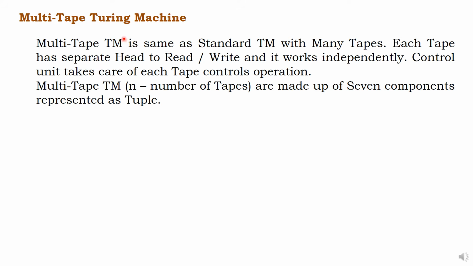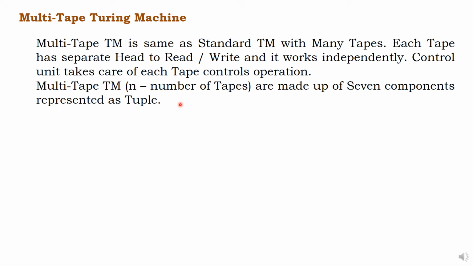What is a multi-tape Turing machine? It is also the same as the Turing machine I told, which has more number of tapes. Multi-tape is the same as a standard Turing machine with many tapes. Each tape has its own head to write and read. And each and every tape works independently. The control unit takes care of each tape and controls its operations.